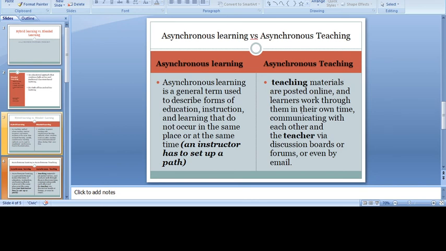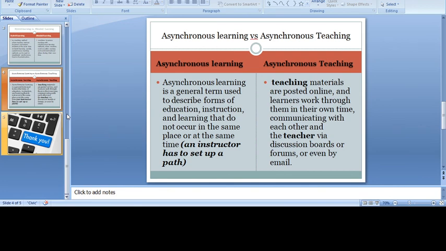So this is asynchronous learning and this is asynchronous teaching. In both, the teacher has to set the path and the student has to learn at their own pace and in their own time. I hope you understand the difference between hybrid learning and blended learning, and the similarities between asynchronous teaching and learning.